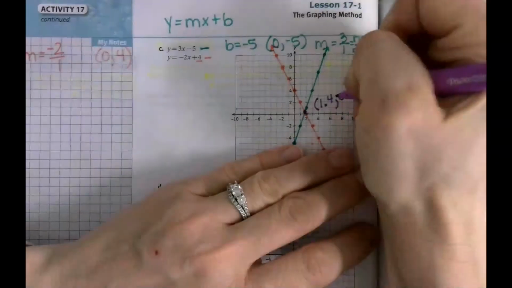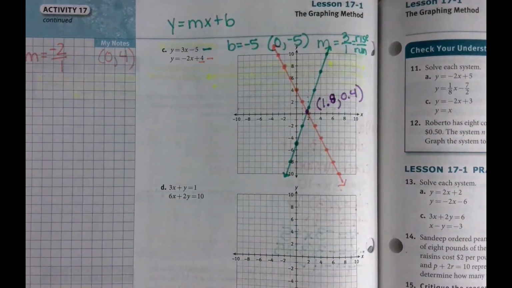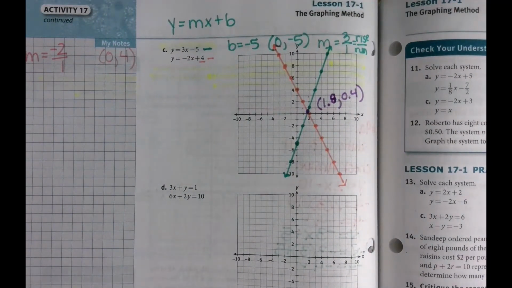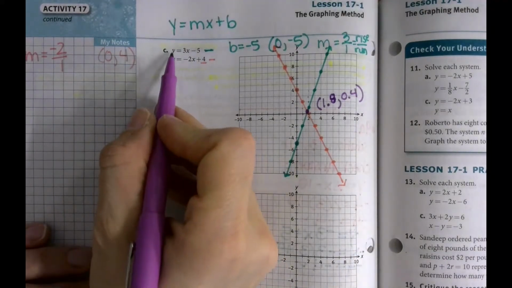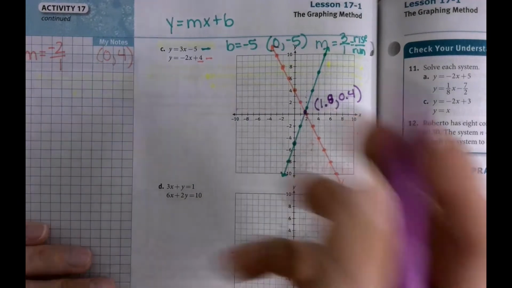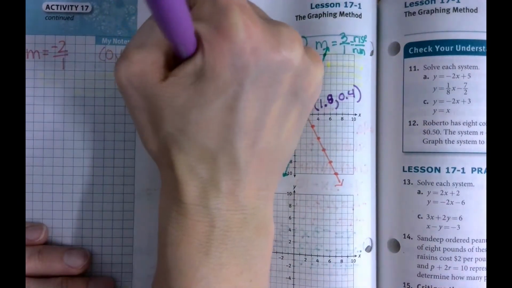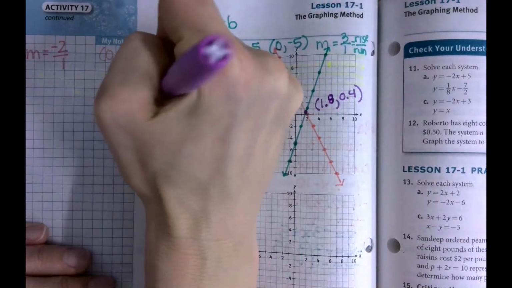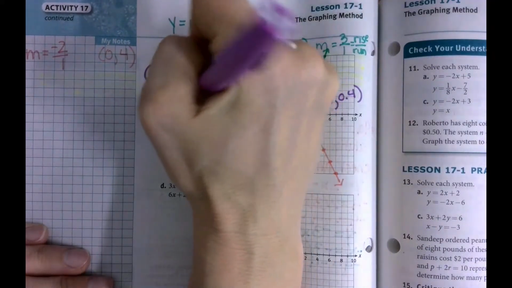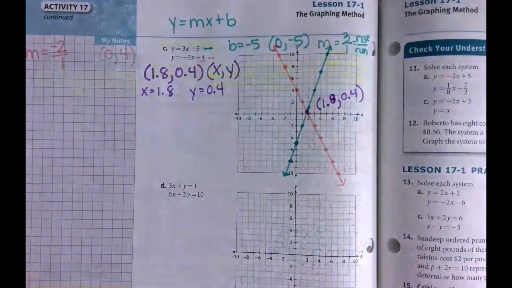1.8, sorry, 1.8 and then 0.4. All right, then you always want to check your work by going back to the original equations and substituting 1.8 and 0.4. So this is our solution: x equals 1.8, y equals 0.4. Remember, it's always x then y in an ordered pair.